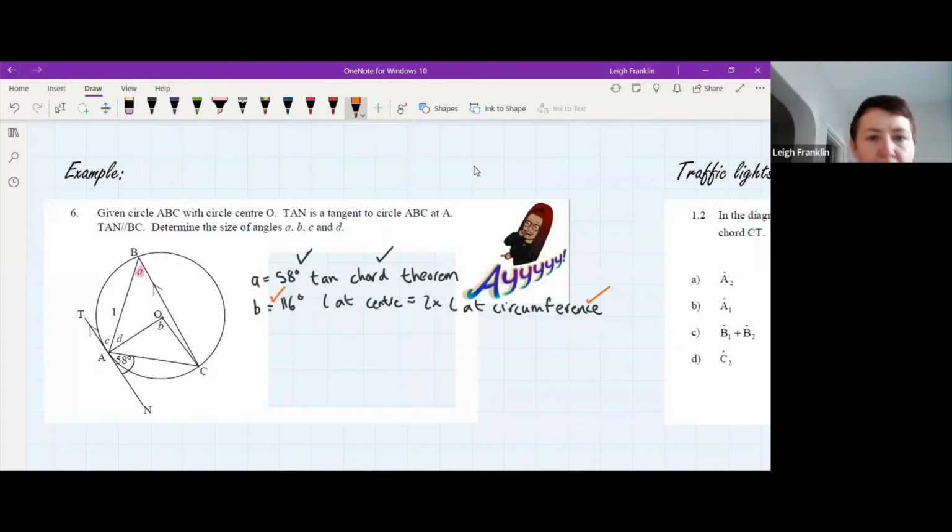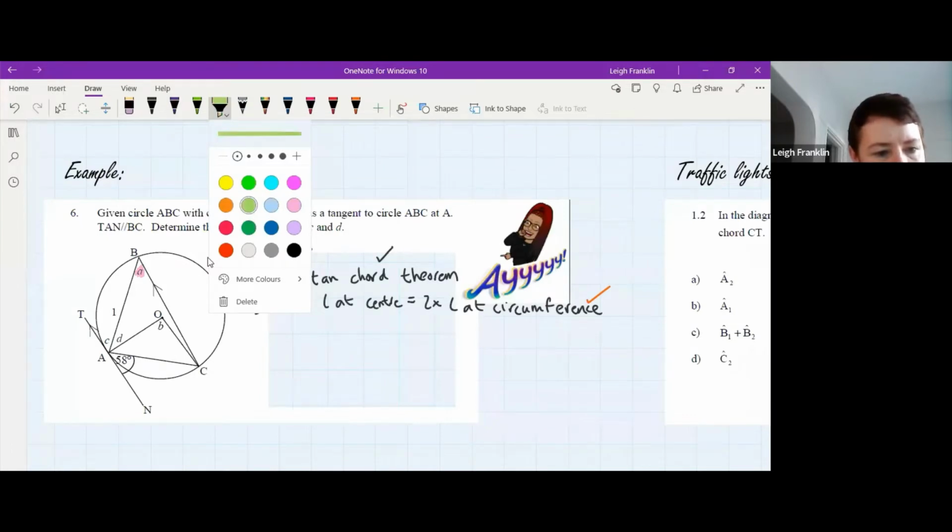Now we need to do C. So angle C, guys, is all the way down here. Let's put it in a different color. There's C over there.